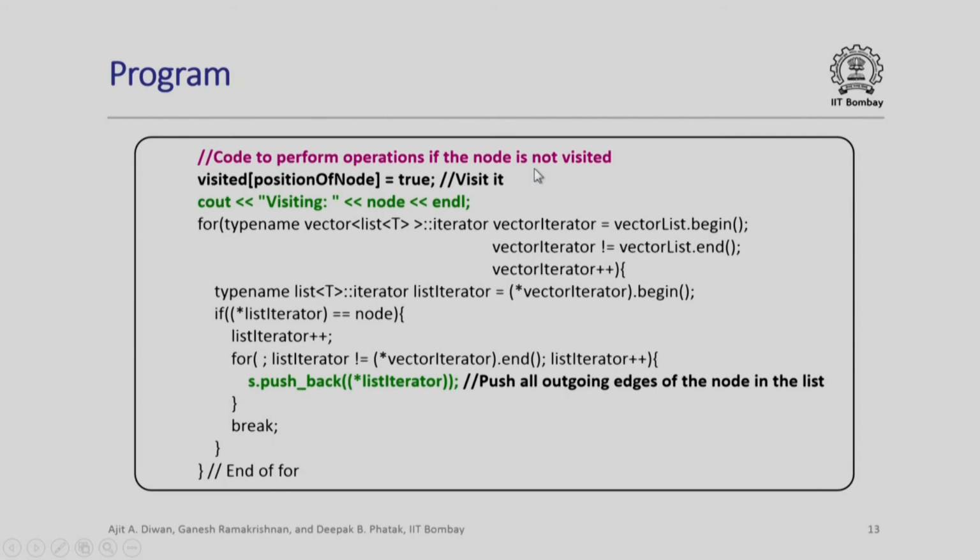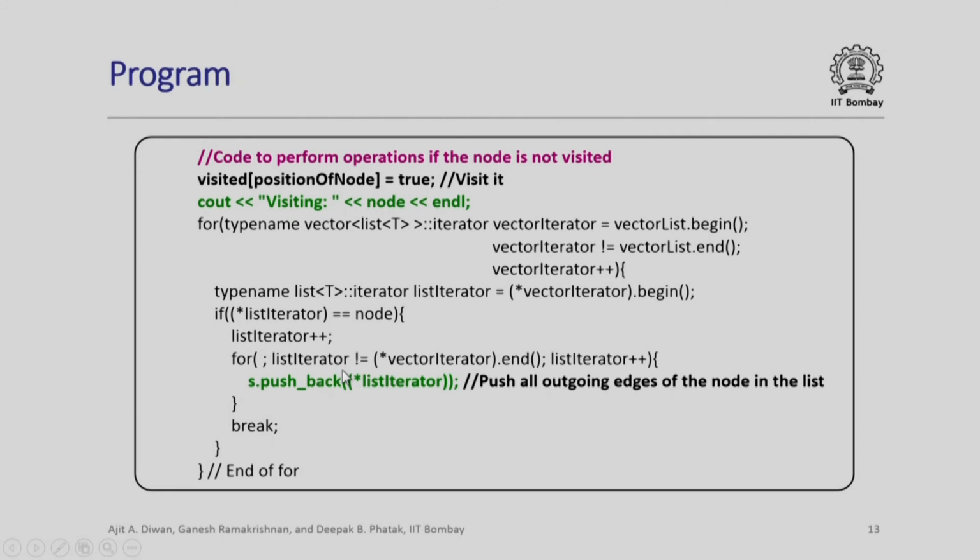Now if the node is not visited, we have to first mark that it is visited. So the visited array we convert from false to true. That means we are visiting it. Now what we are doing? We output that visiting node what we are visiting, and we run an iteration now. What are we doing in that iteration? We are going through that list, and in that list we set iterator to begin. Now if that point is equal to the node, then we set list iterator plus plus, and we will run an iteration on that list associated with that.